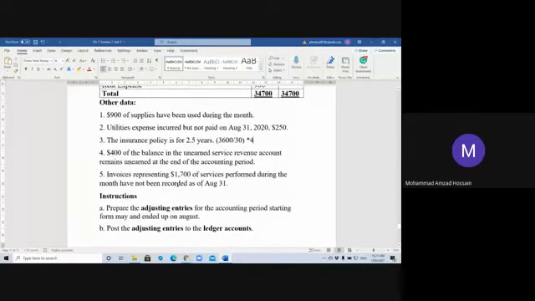And invoices representing 1700 of the services performed during the month have not been recorded as of August 31.